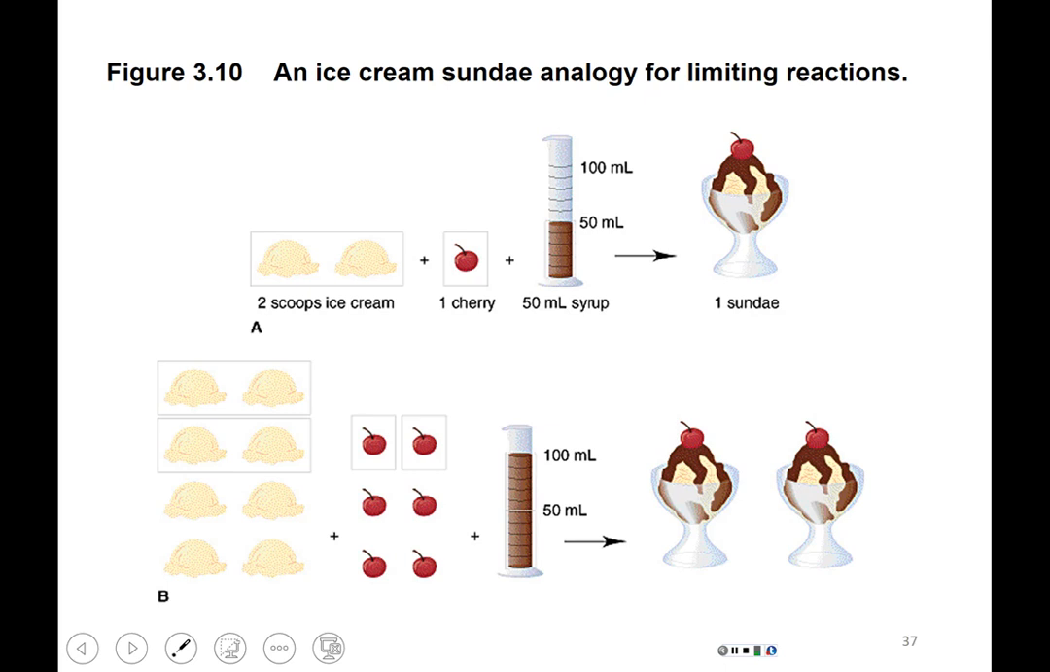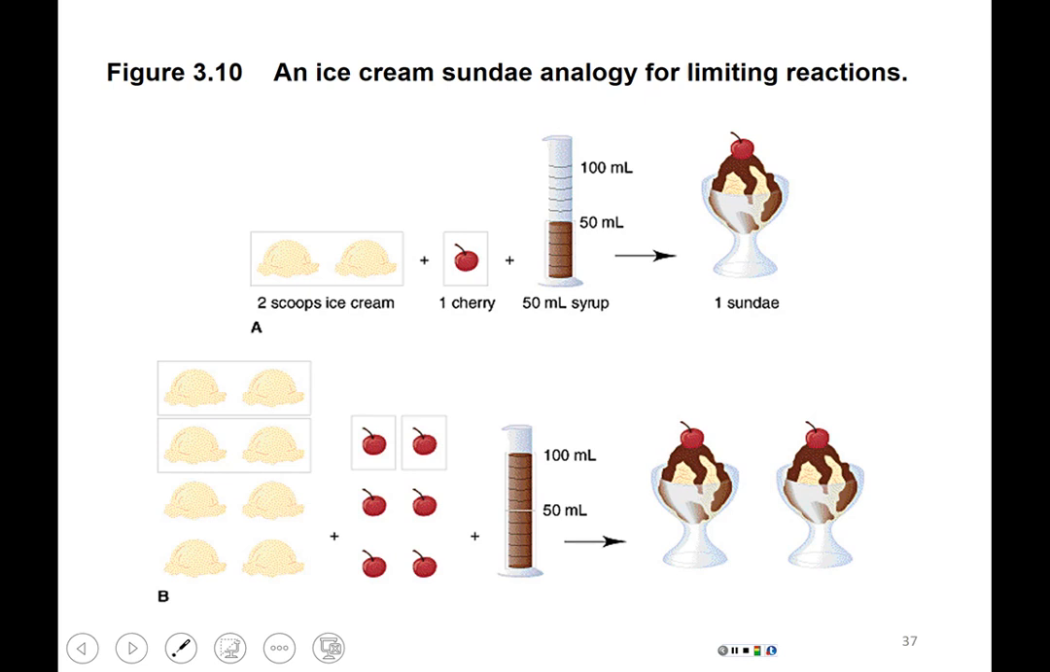and 100 milliliters of syrup? How many sundaes could you make with that? Right? Well, you take, for one sundae, 2 of these, 1 cherry, 50 mils of syrup, that makes 1. 2 scoops of ice cream, another cherry, another 50 milliliters of syrup, that makes 2. Right? You could try to keep going.